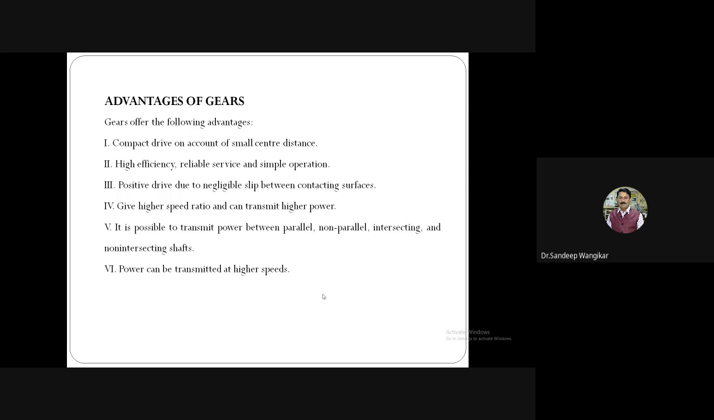Gears give a higher speed ratio, and they can transmit very high power. Each drive has its own limitations: chain drive, belt drive, gear drive. So gear drive is preferred for higher power transmitting capacity applications. It is possible to transmit power between parallel, non-parallel, intersecting and non-intersecting shafts. What are the different conditions? We will see them one by one. And power can be transmitted at higher loads. This is again very important: higher power is different, higher load is different.